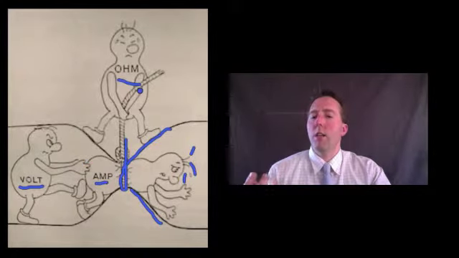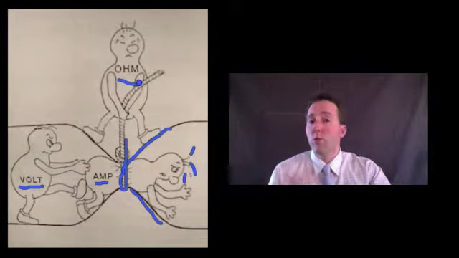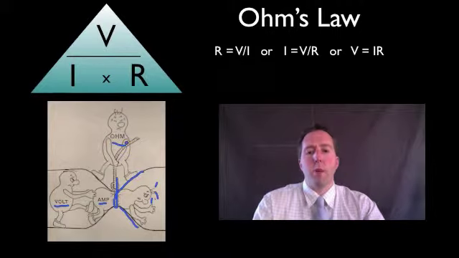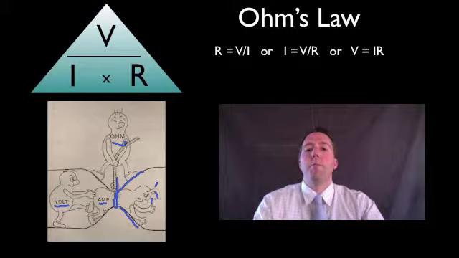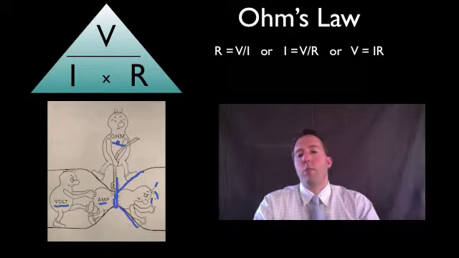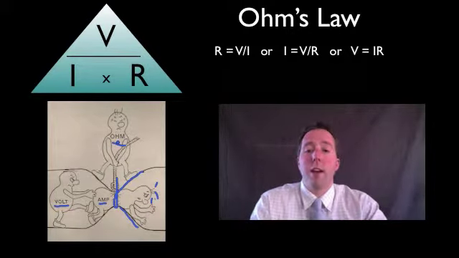But you can see with that diagram that they all do relate to each other. And because they all relate to each other, we can actually calculate things. If we know the voltage and the resistance, we can figure out the current. And we do that using something called Ohm's Law.